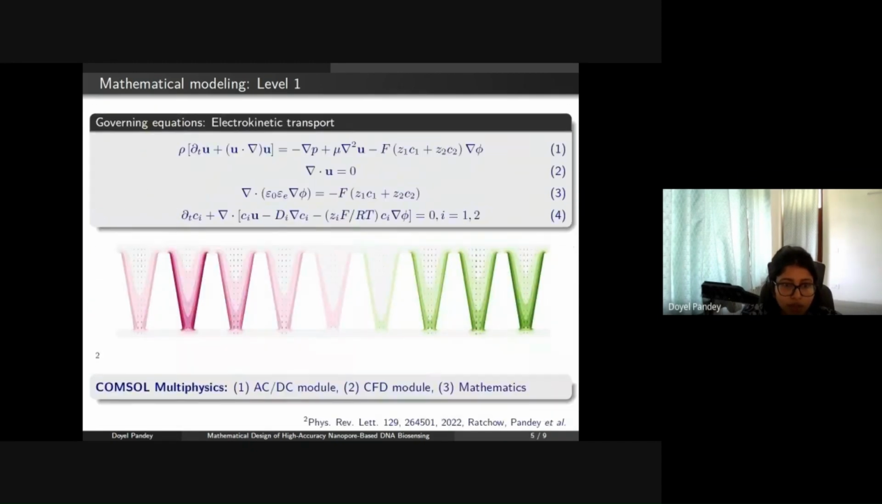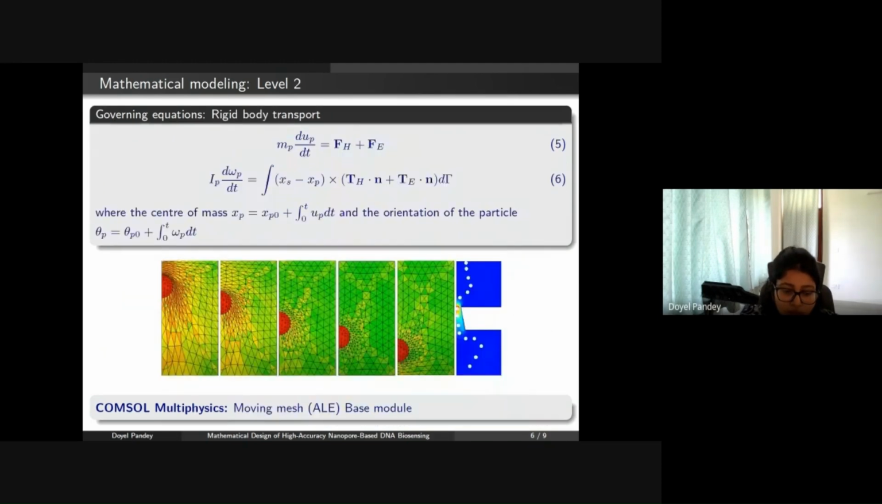Now, in level 1, the primary focus is on the electrokinetic transport inside the nanopore. Here we solve the fully coupled system consisting of the Navier-Stokes equation for fluid motion, the Poisson equation for electric potential, and the Nernst-Planck equation for ionic transport. These equations are strongly interconnected, and the multiphysics formulation forms the foundation of the entire project because it governs the ionic current that is ultimately measured during DNA sequencing. To solve this coupled system, we can use COMSOL Multiphysics.